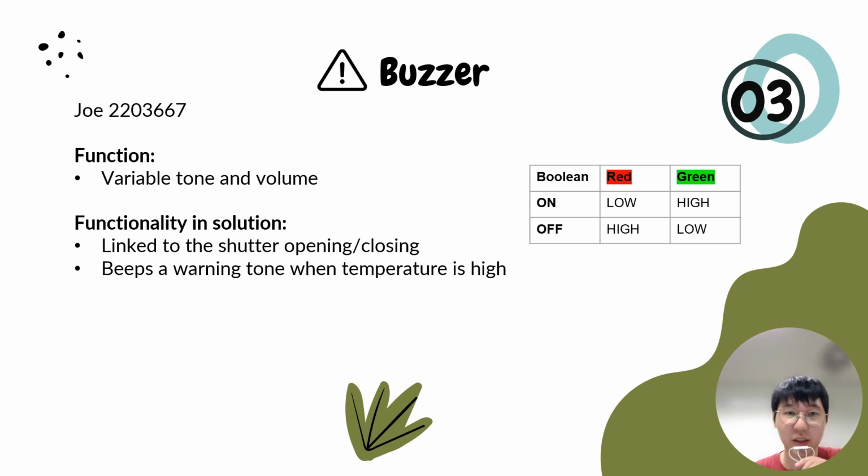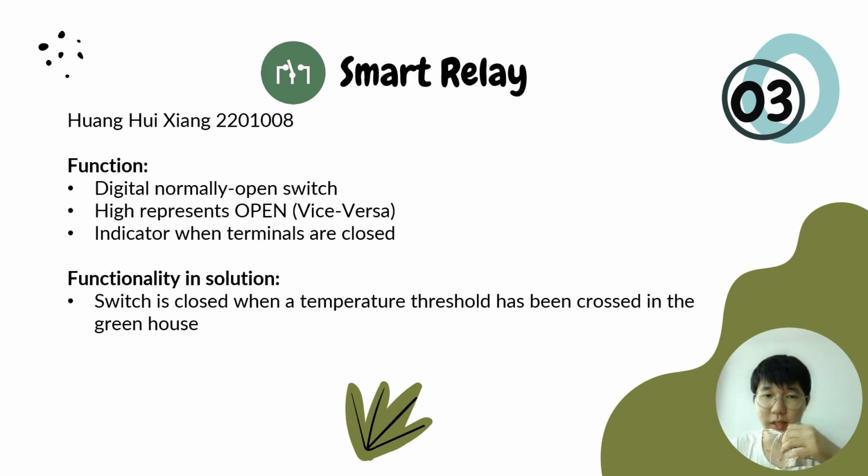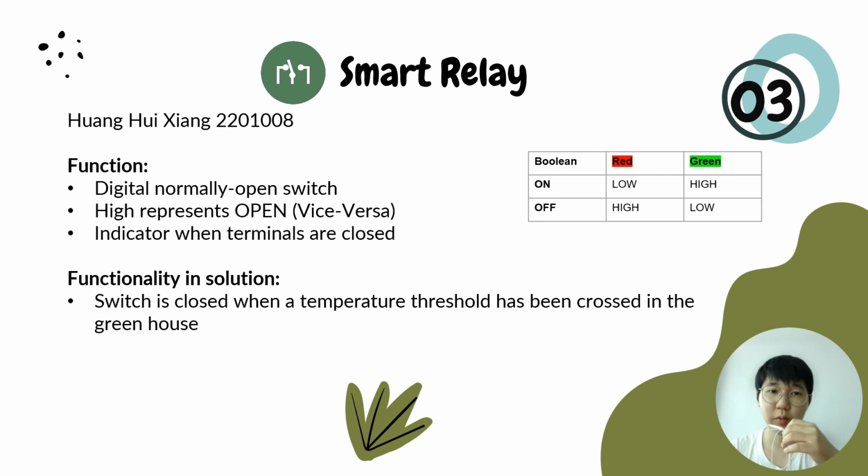As for the buzzer, its function is to convert audio signals to sound signals, and its functionality in IoT is to buzz when the shutters are opening and closing. Next is the smart relay. The function of the smart relay is basically a switch which is normally open and has an indicator when a terminal is closed. Its functionality in IoT is that the switch is closed when the temperature threshold has been breached in the greenhouse. Green will mean that the switch is closed and red will mean that the switch is open.